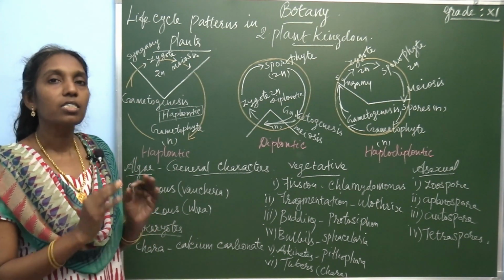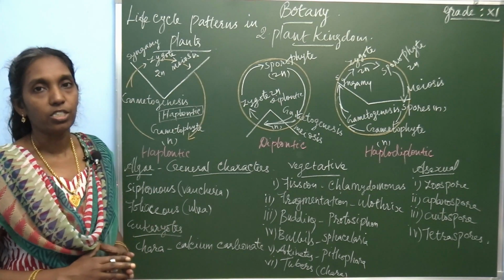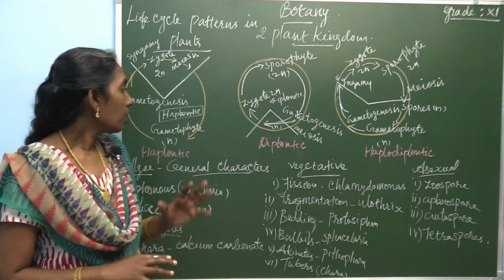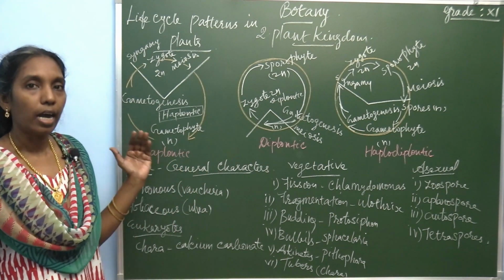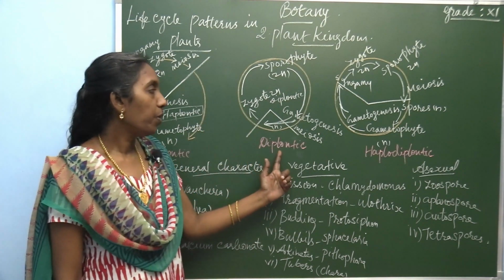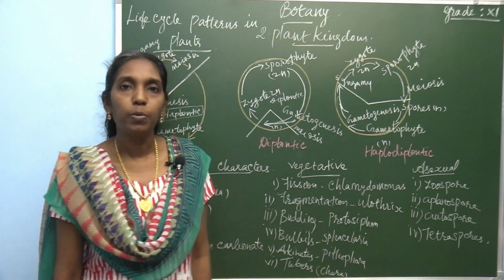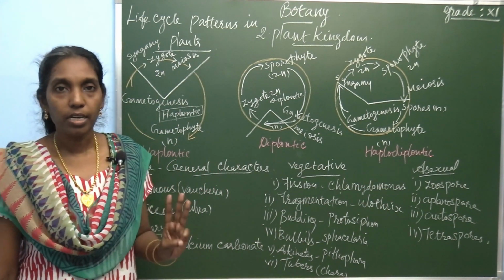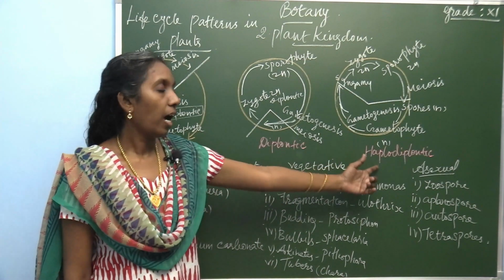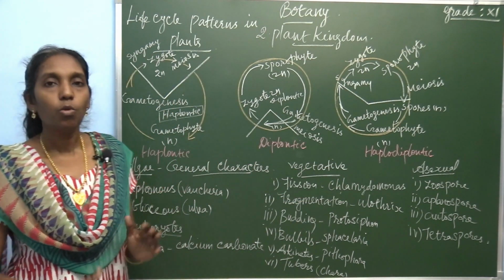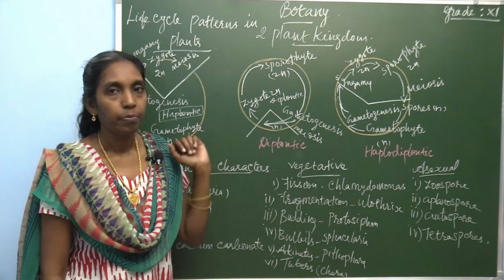In plants, there are three different types of alternation of generation. They are haplontic alternation of generation or haplontic life cycle, diplontic, and haplodiplontic. What are the differences among these three?